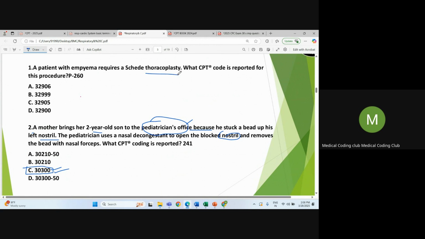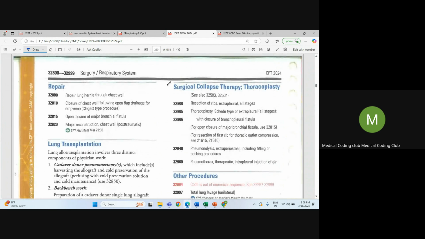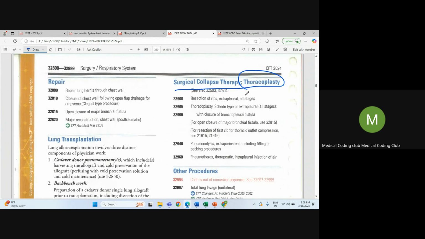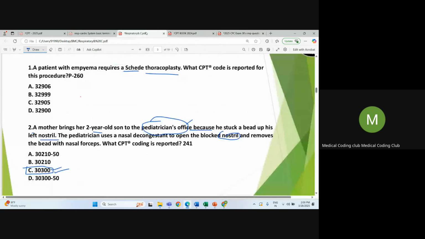And thoracoplasty is also important. In thoracoplasty, there are two methods: one is rib resection and one is the skid type. You have to check which type they are utilizing for the procedure. So I'll show. For thoracoplasty, resection of ribs is 32900 and the skid type is 32905. So in our question, option C, 32905, is correct.